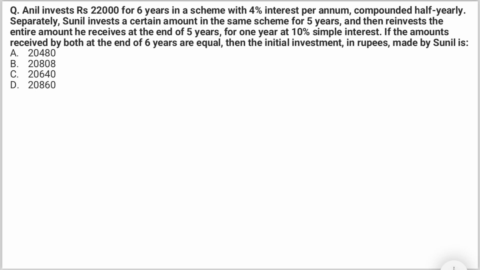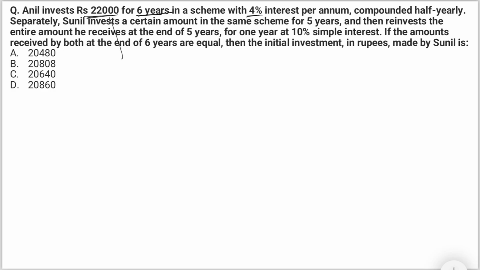Anil invests rupees 22,000 for 6 years in a scheme with 4% interest per annum, compounded half yearly. Separately, Sunil invests a certain amount in the same scheme for 5 years and then reinvests the entire amount he receives at the end of 5 years for 1 year at 10% simple interest. If the amounts received by both at the end of 6 years are equal, then the initial investment in rupees made by Sunil is. Okay, so Anil is investing rupees 22,000 for 6 years in a scheme with 4% interest per year compounded half yearly.